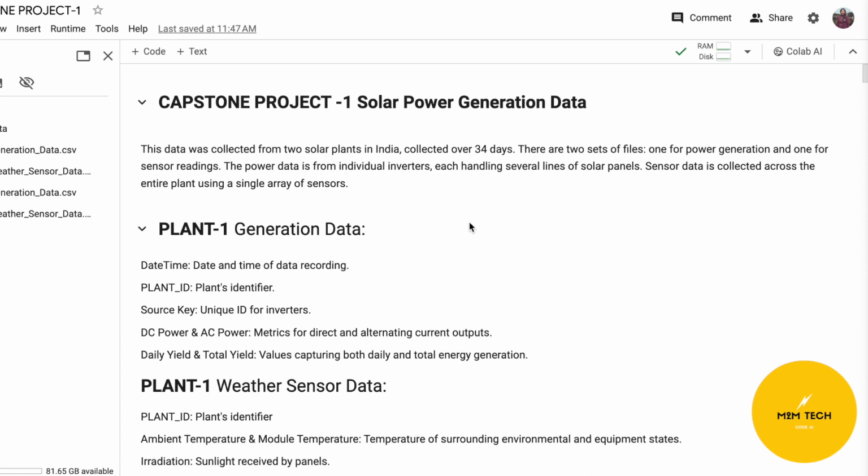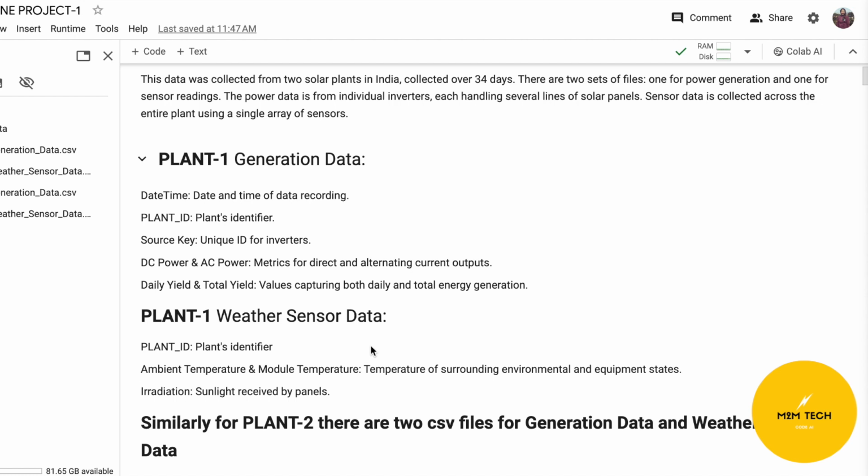I have gathered this data from two different solar power plants over a period of 34 days. There are basically two plants, plant 1 and plant 2, and each plant has generation data and weather sensor data. For plant 1, the generation data metrics are date time, plant ID, source key, daily AC power and DC power, and daily yield and total yield.